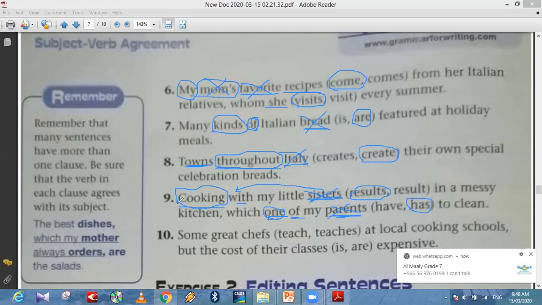Maya Ashraf? Sharaf, you can speak now? Number 10. Some great chef teaches at local cooking schools. The simple subject is chefs, that's right. And I will teach. Yes, that's right. The simple subject here is chefs. So why not some? Why not some or great?